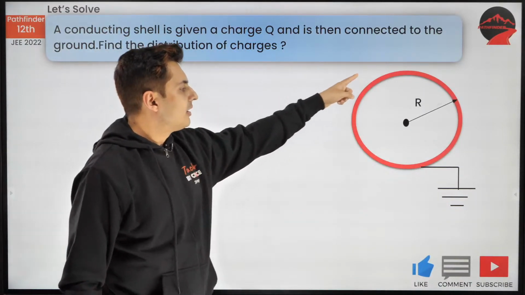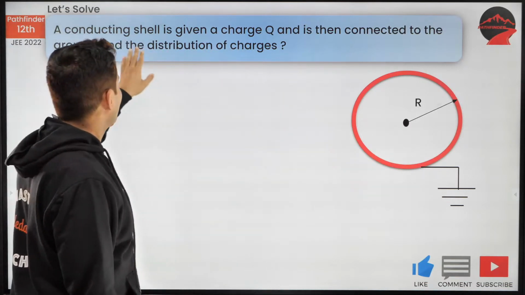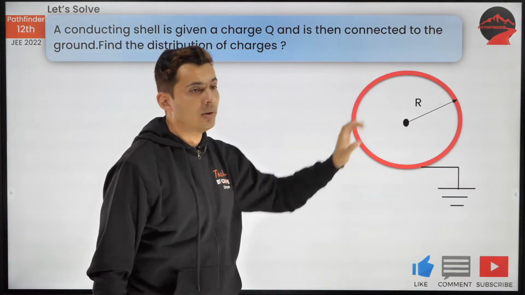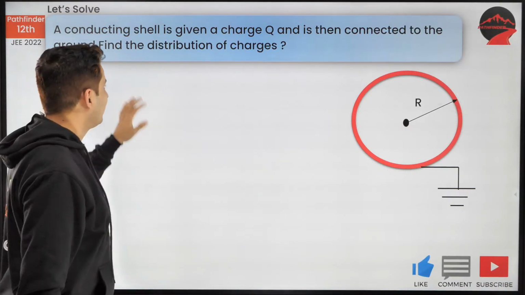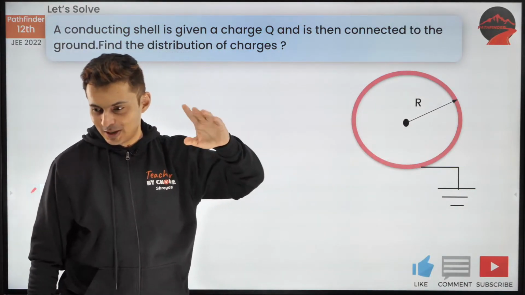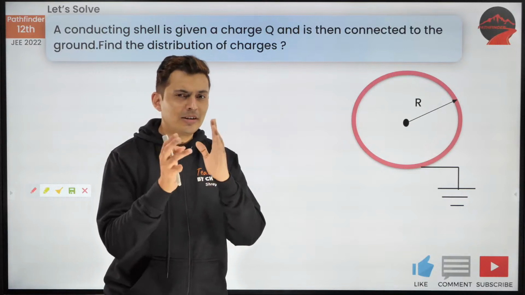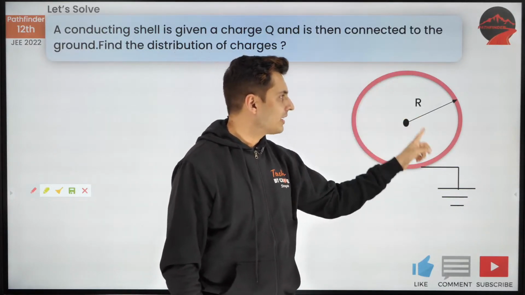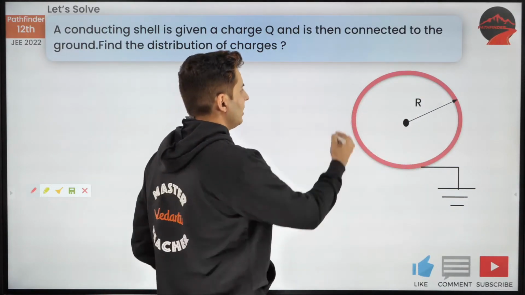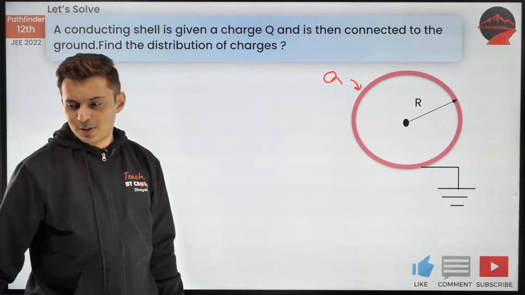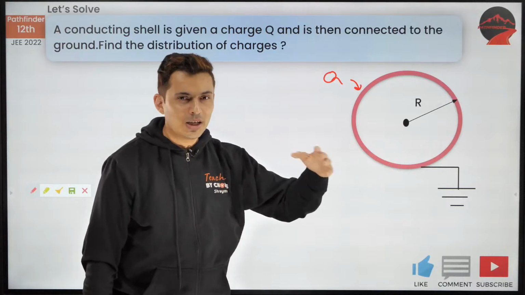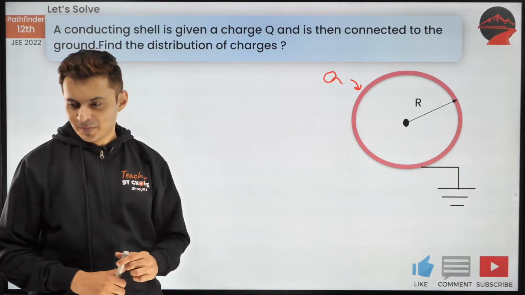Now, let's see if we can answer this really quickly. There is a conductor and it is earthed. Okay, there was a charge Q given to it. The moment you connect it to the earth, what do you think will be the distribution of the charges? Come on, think about it. What will be the distribution of the charges the moment you connect a sphere, a shell, which has been given a charge Q on it? How will the charge distribution look like? What will the charges be? Come on, type it out in the chat box.